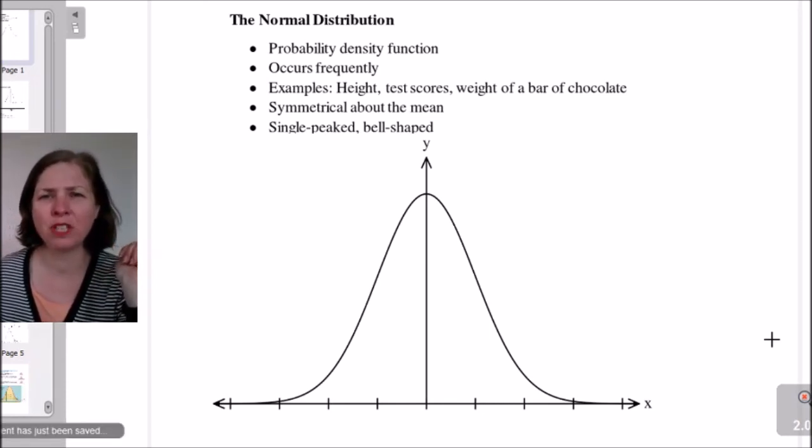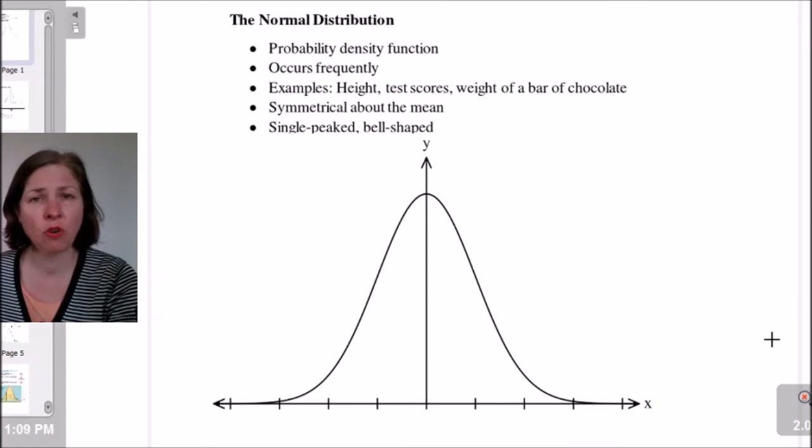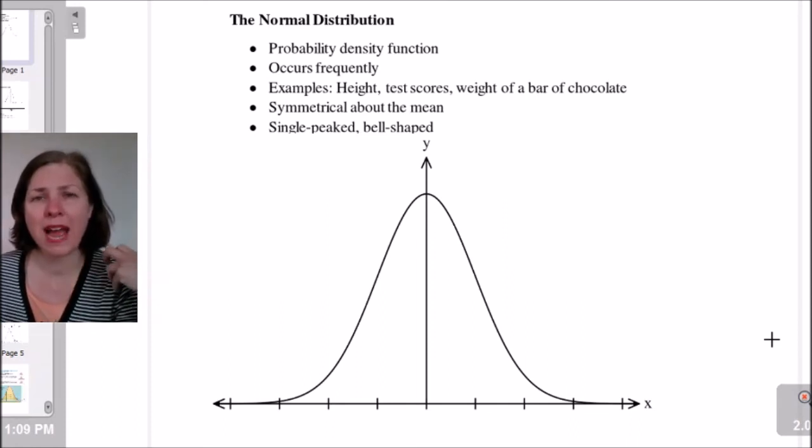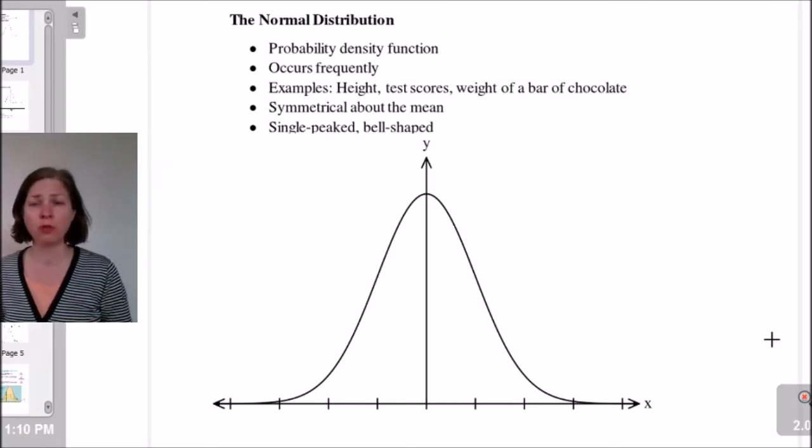So for example, if we're measuring the heights of anything which grows, the heights of trees, the heights of people, if we're looking at test scores, or for example, if we're weighing bars of chocolate as they come off a factory production, these will all fit the normal distribution. So it's really commonly occurring in the real world. So let's look at some properties of the normal distribution.